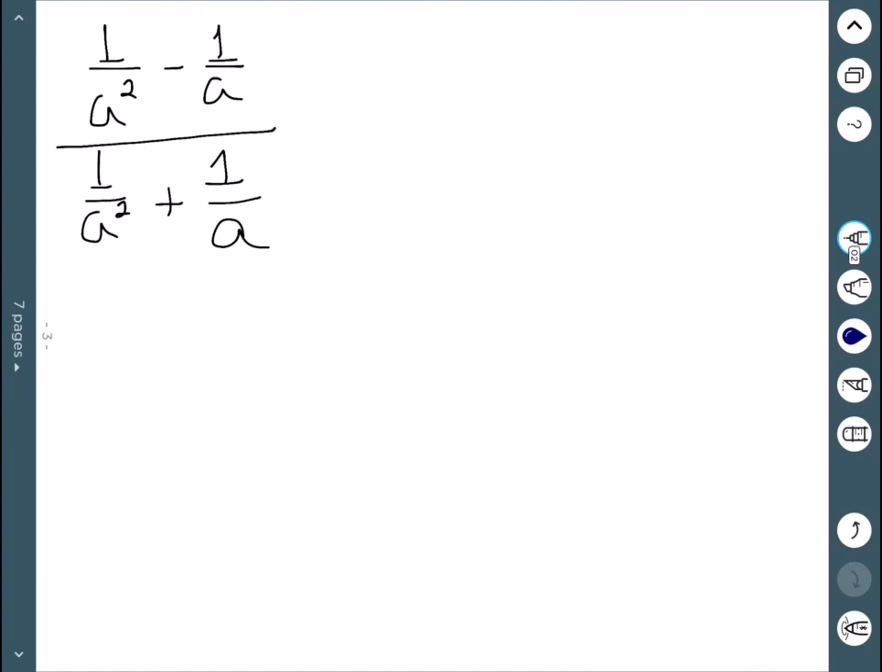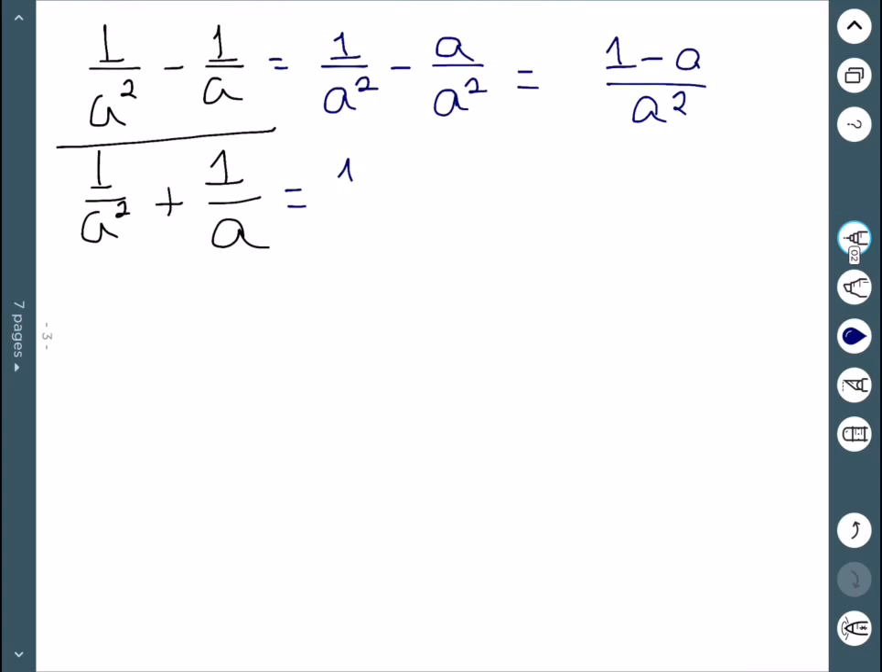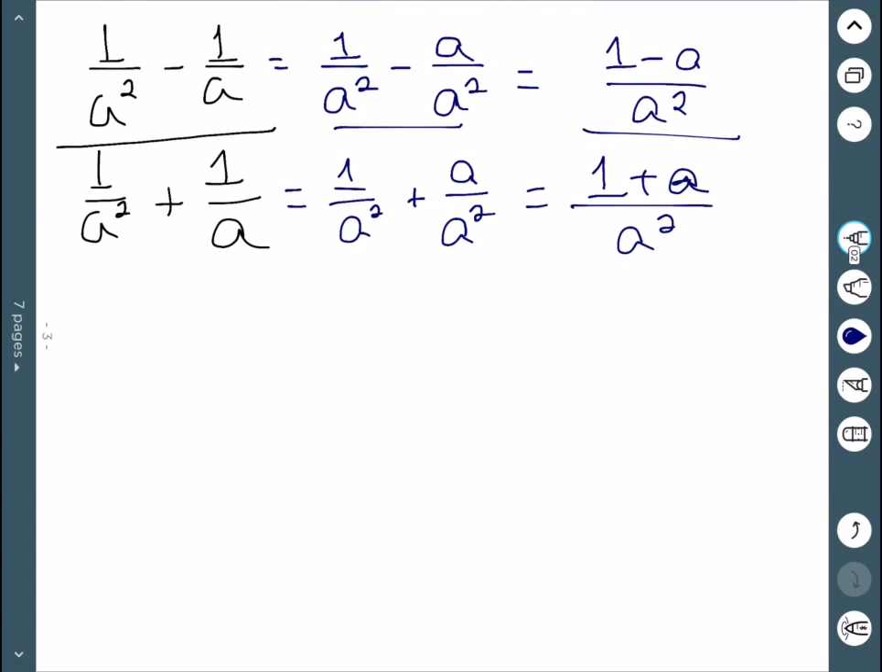So here's an example. We're going to start with just the numerator. And we can see that the common denominator here will be a squared. So the first fraction is just 1 over a squared. The second one is a over a squared. So this becomes (1 - a) over a squared. If I look at the denominator, we have the same common denominator. So this is 1 over a squared plus a over a squared, which gives me (1 + a) over a squared.